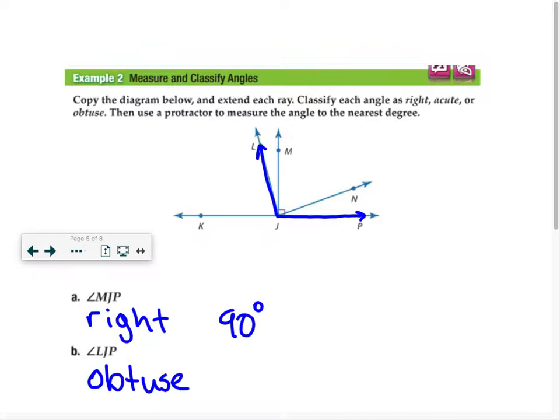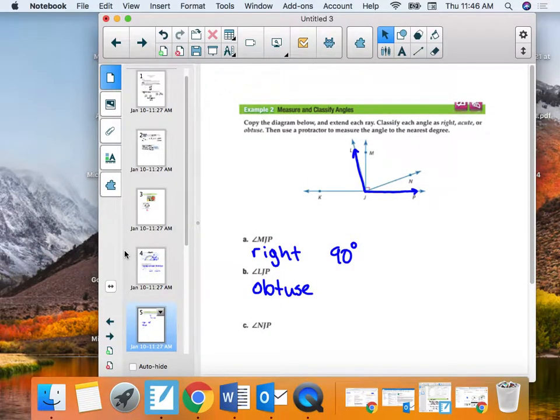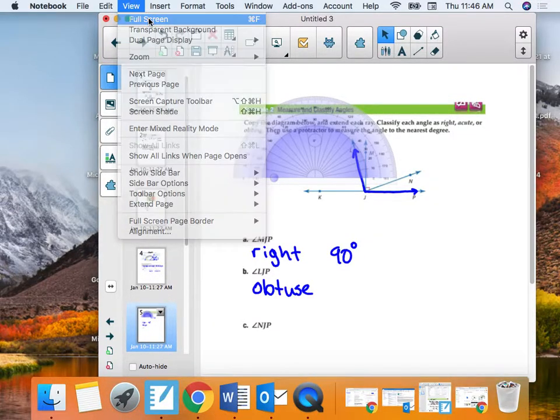This wants us to use the protractor, and so you guys are going to have to bear with me just for a minute. I'm going to get the protractor up here, and I haven't used this on the board in some time, so maybe a little bit of patience as well as we go through this.